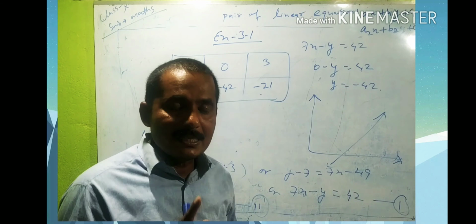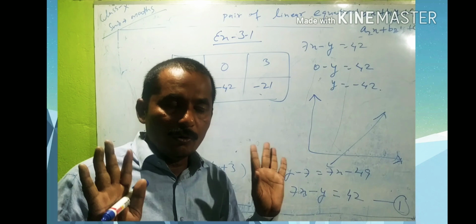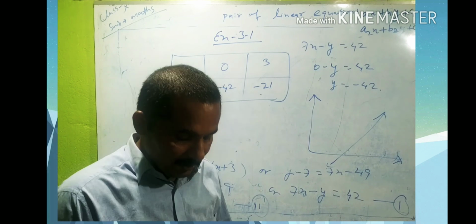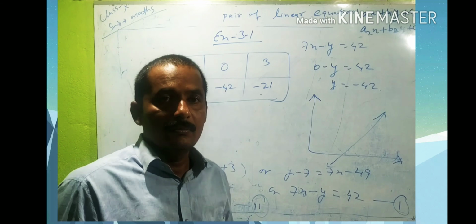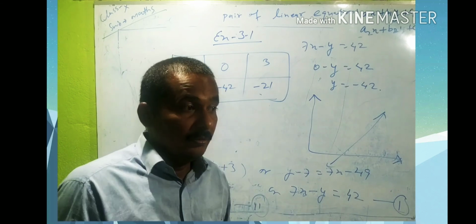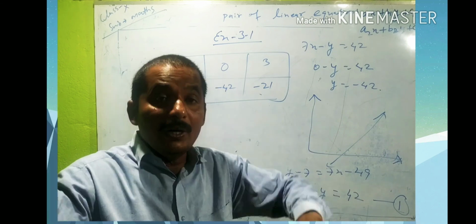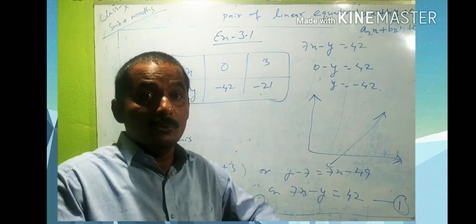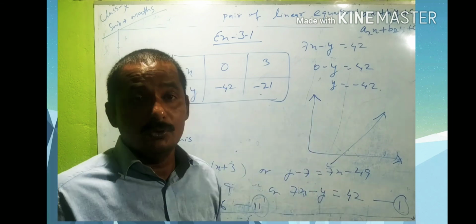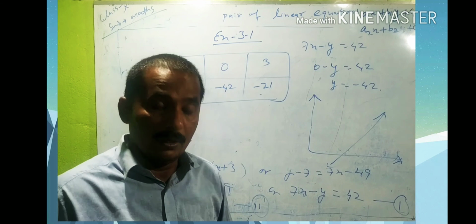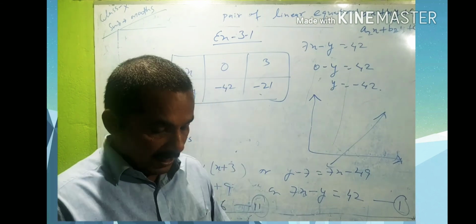So in exercise 3.1, you will not go for the solution, you will not go for the values of x and y. You will only write equations, meaning algebraically how they can be represented, and graphically how you will make the graphs. Only that thing you will do. You will not go for the solution in exercise 3.1. Now move to the next exercise.